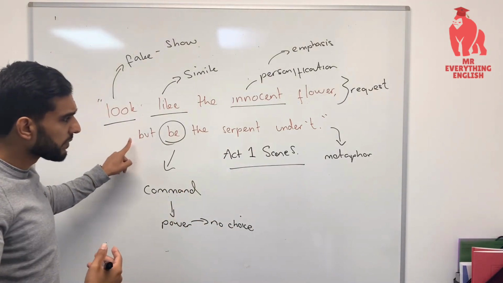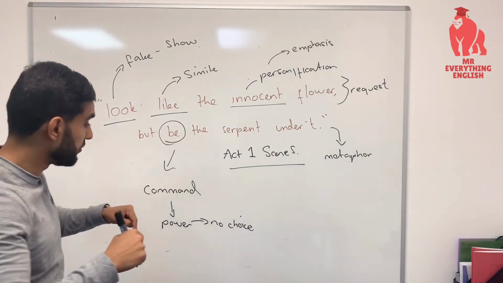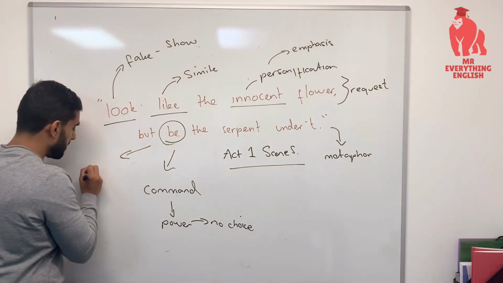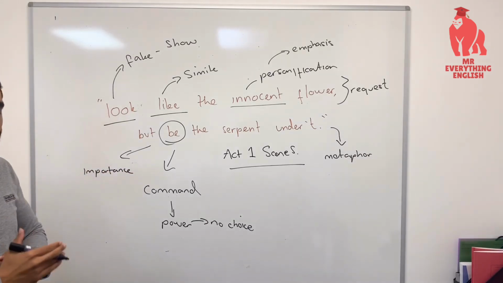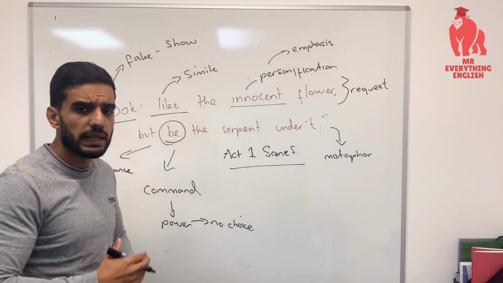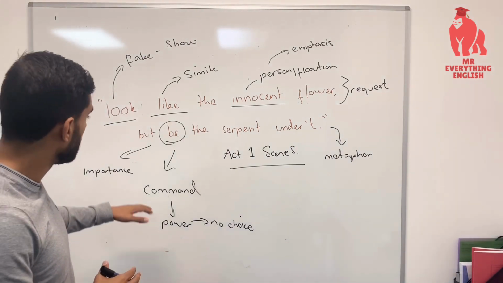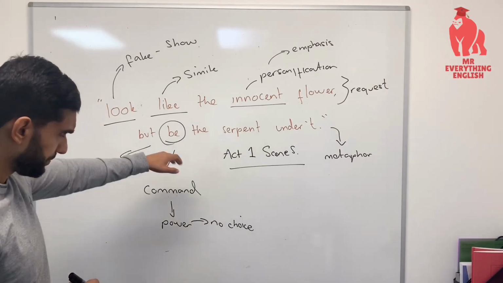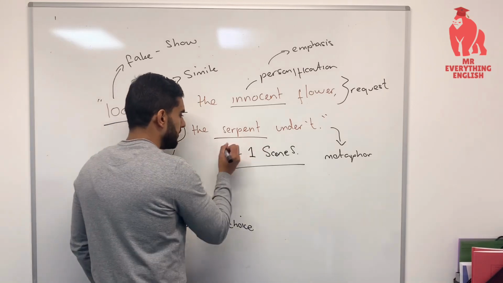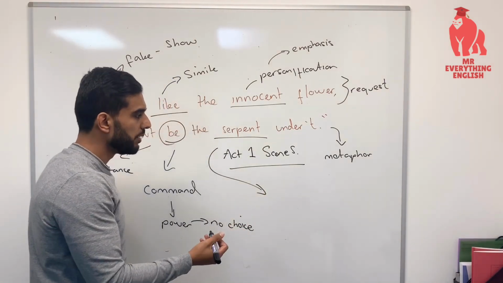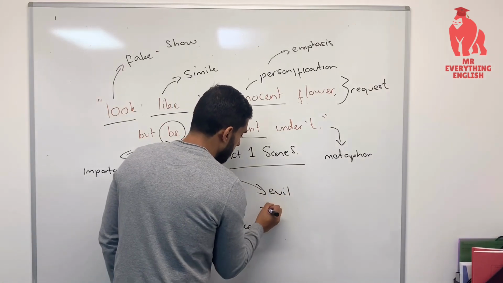But this one, be the serpent. It shows that this one is important. Guys, make a point, it adds importance. This command is very important. This command is what matters. Now, what does she say? But be the serpent. Now guys, look, serpent, you can argue, is a biblical creature that links to evil, that links to the devil.